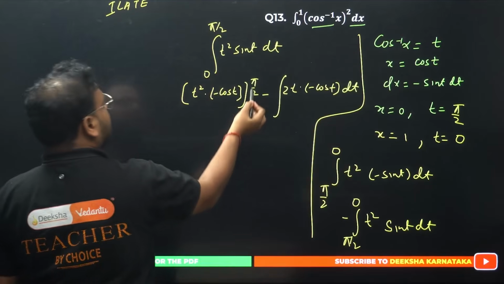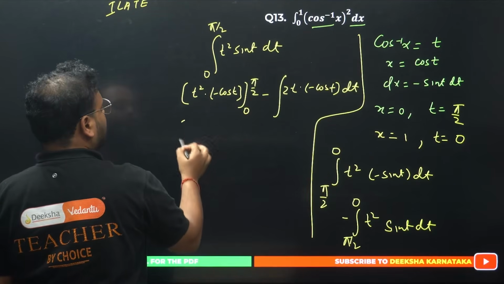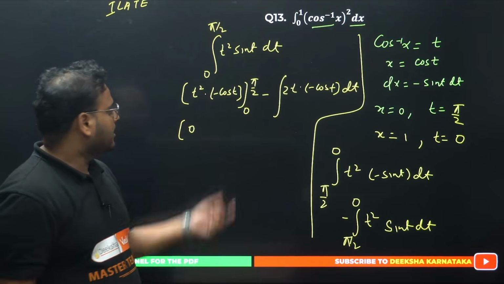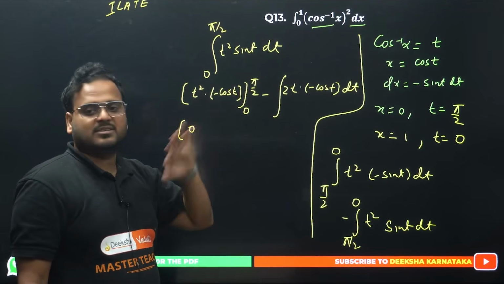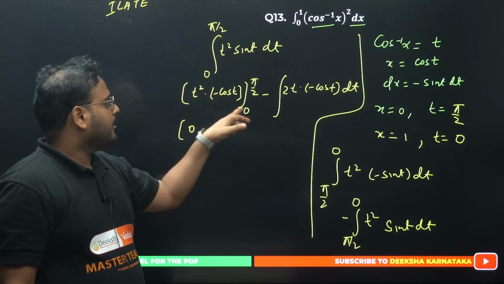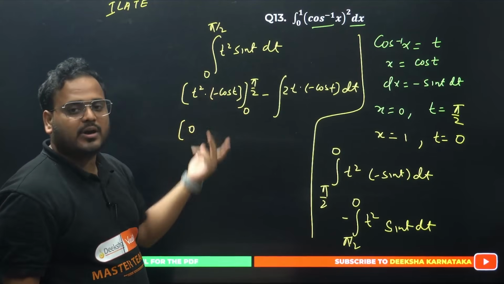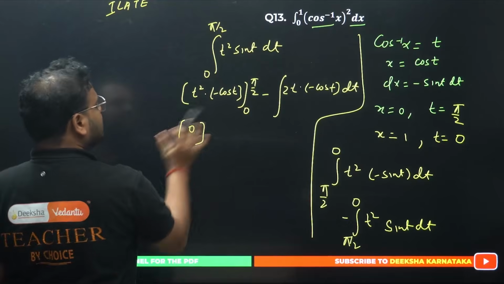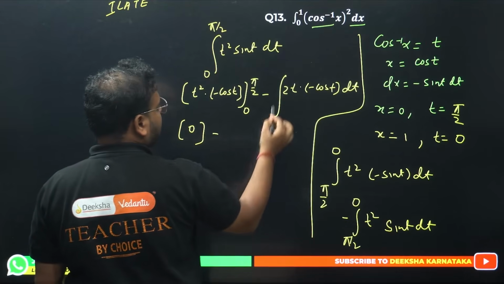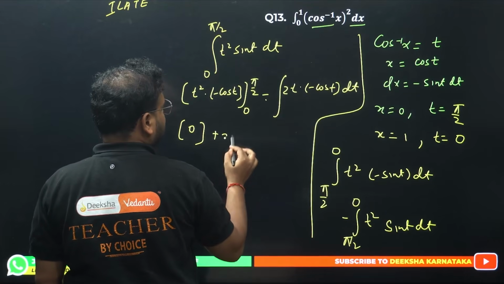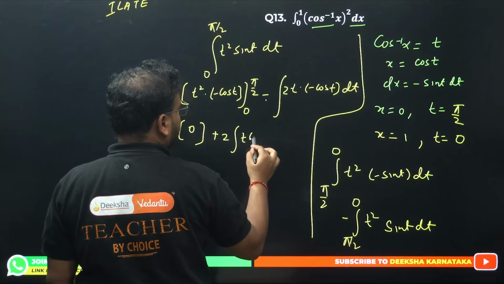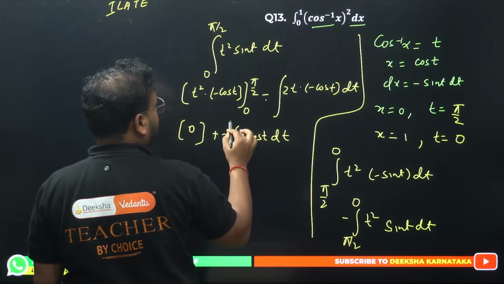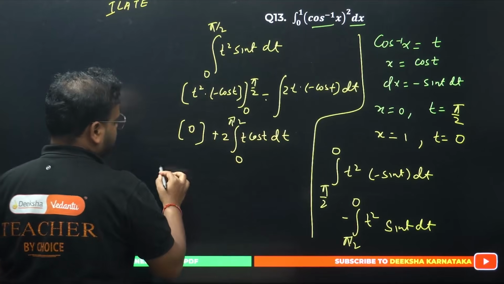Please check. If you put pi by 2 in cos, it will become 0. I'm putting the upper limit, lower limit. Cos pi by 2 will be 0, whatever the other factor is, the whole thing is 0. When you put 0, t square means 0 square, again 0. This first term is 0, sir. What about this? We have a minus sign. Minus and minus becomes plus. So plus 2 times t cos t dt from the same limit, 0 to pi by 2.